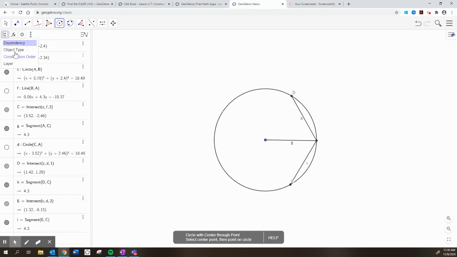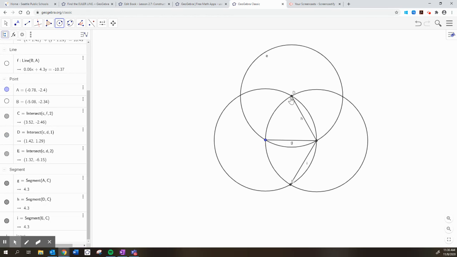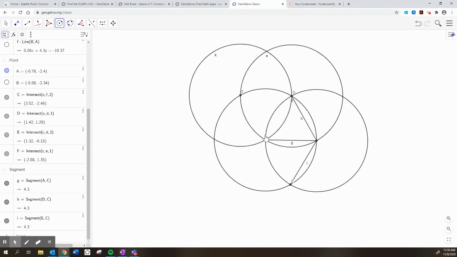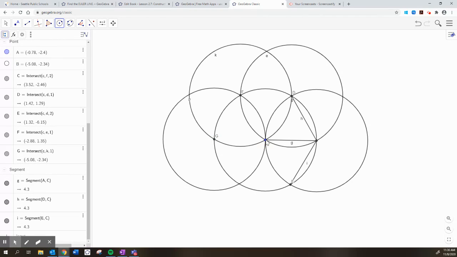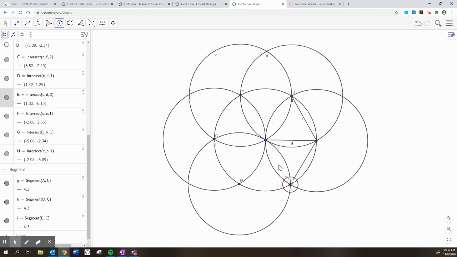Here, I'll turn that first circle back on, and you can see if I just go from intersection point to intersection point, I'll make another point of intersection here and make another circle. See how each circle goes through the last points of intersection? And then I can make one here to the center, and then one here to the center. And just to finish it off, I can make one there that goes to the center.